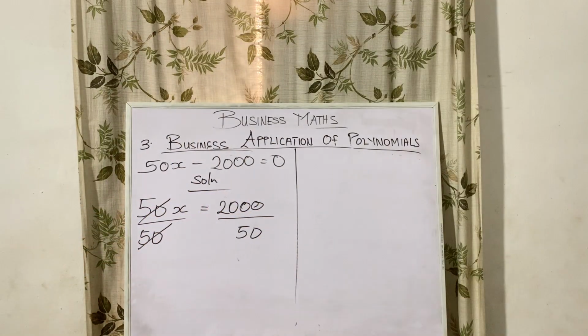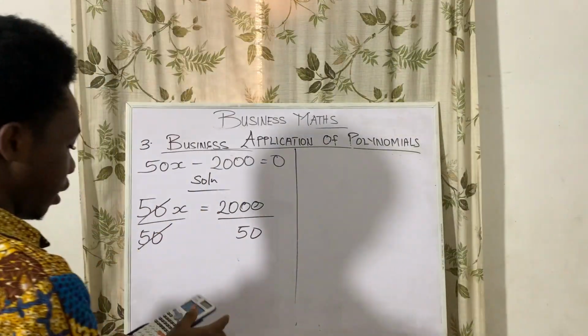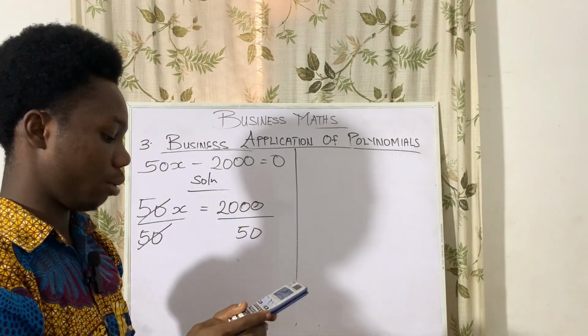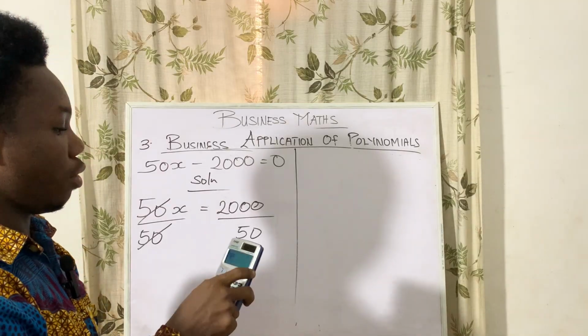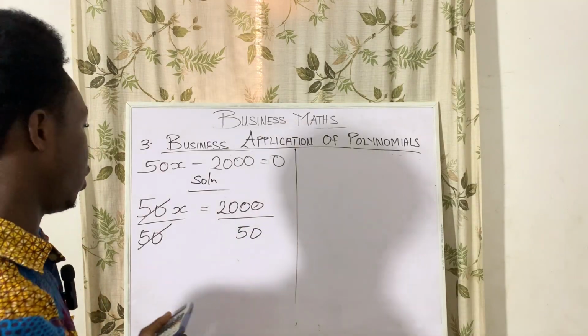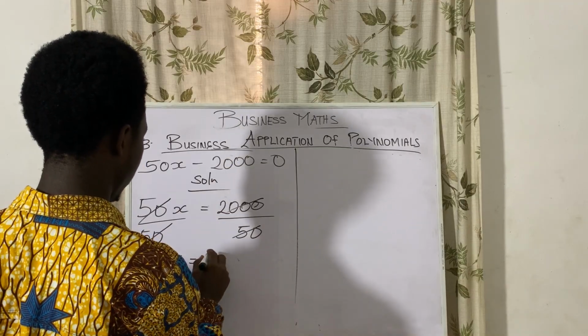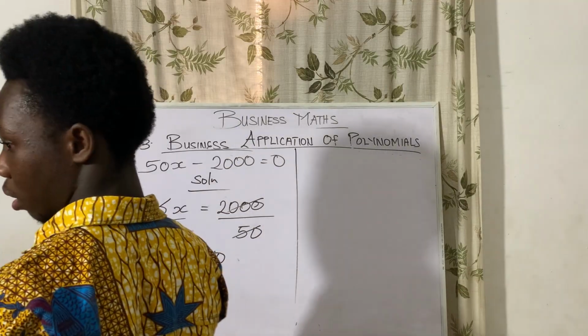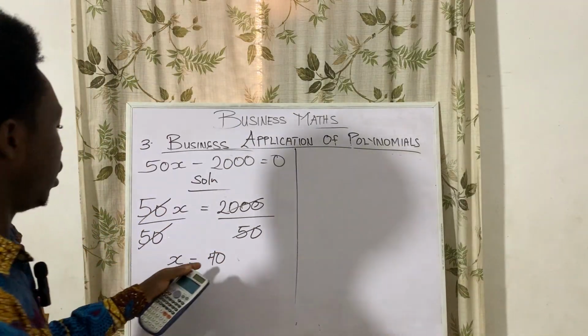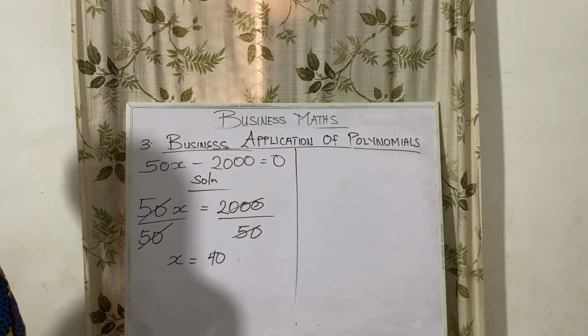Now let's bring our calculators over here. We are solving maths. So 2000 over 50, you are going to get your final answer: x is equal to 40.